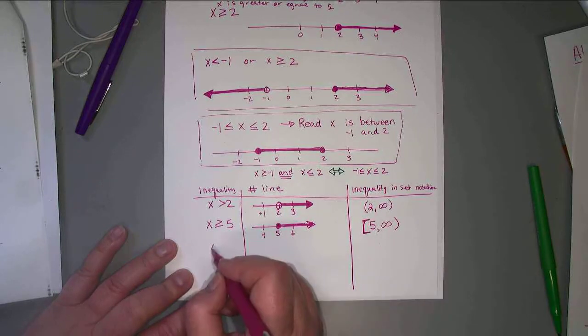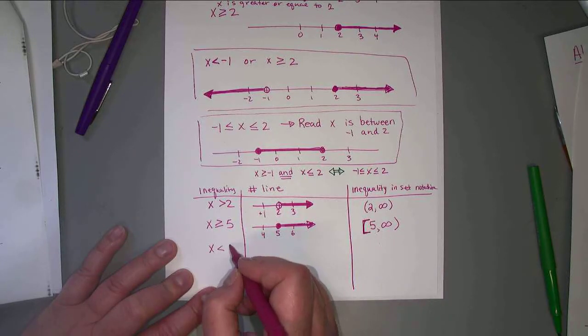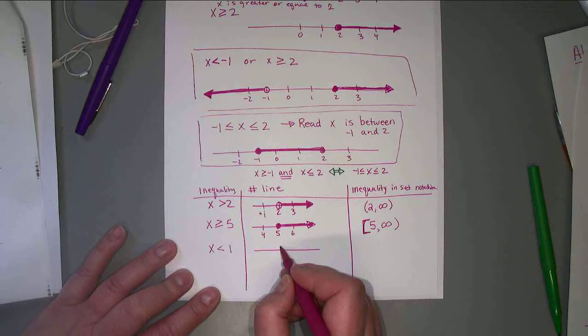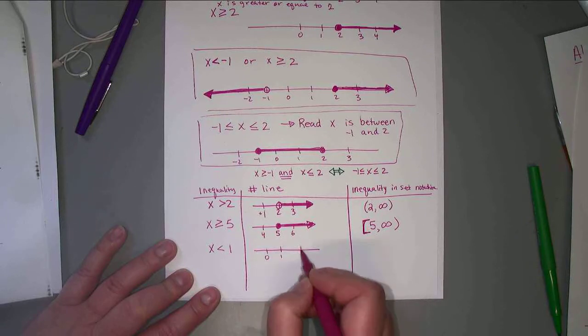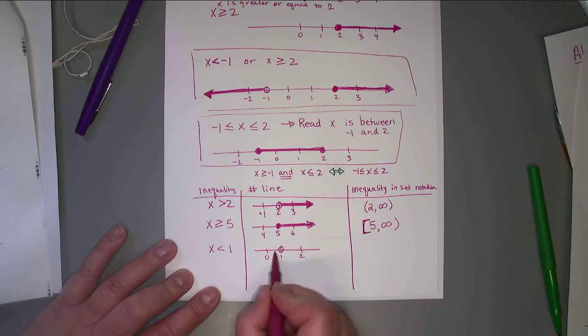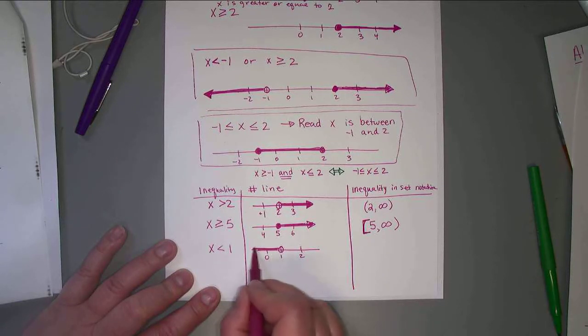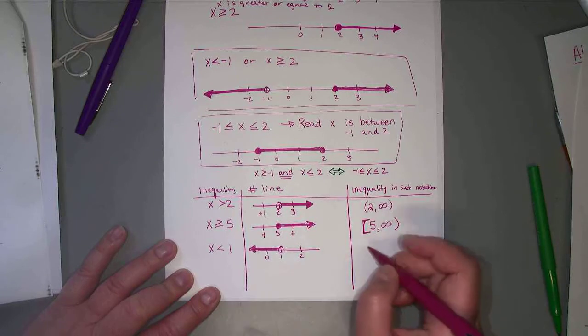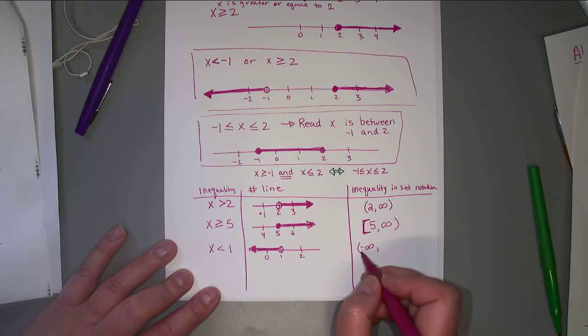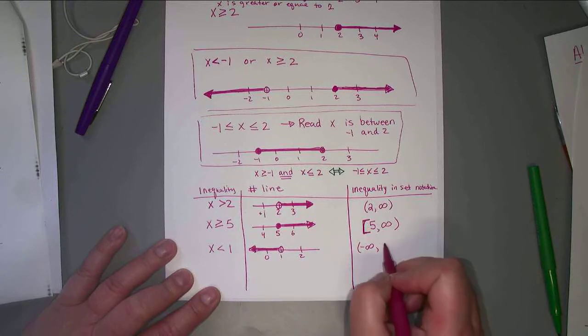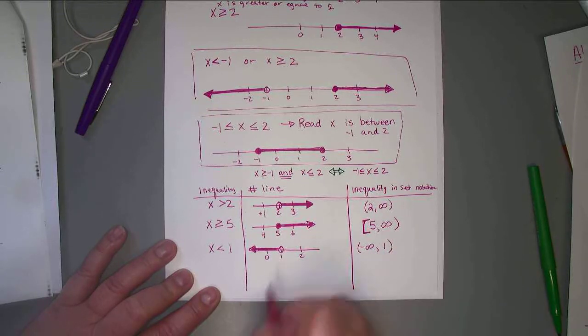Alright, so then if we said less than, say 1, here's 1, 0, 2, so less than but not equal to 1 would go in this direction. So that goes all the way to negative infinity. And we always put a round bracket on the infinity, and it goes all the way to 1 with a round bracket because we don't want it to be equal.